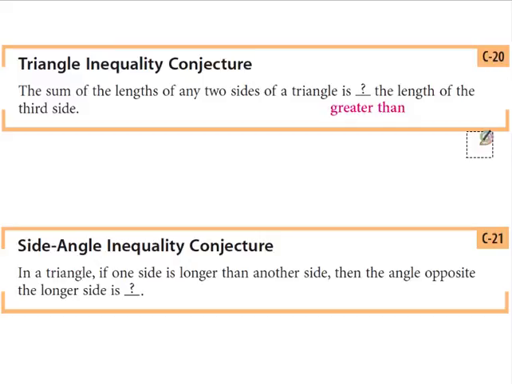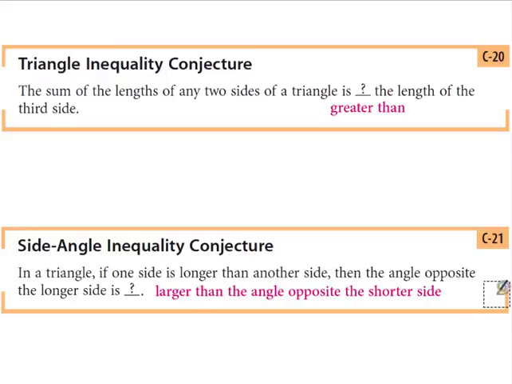In a triangle, if one side is longer than another side, then the angle opposite the longer side is larger than the angle opposite the shorter side. And once again, we'll talk about that. I'll let you get that written down.